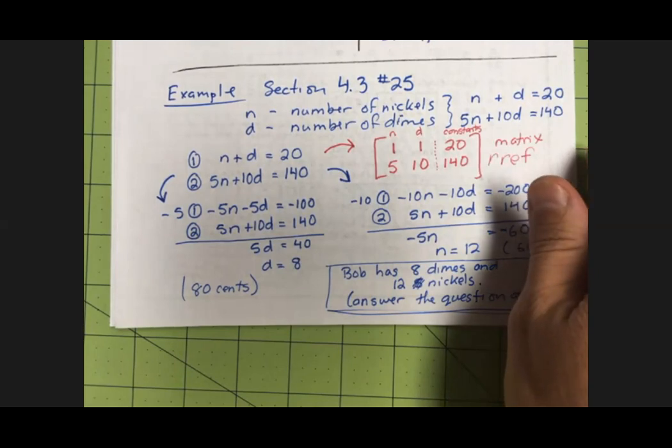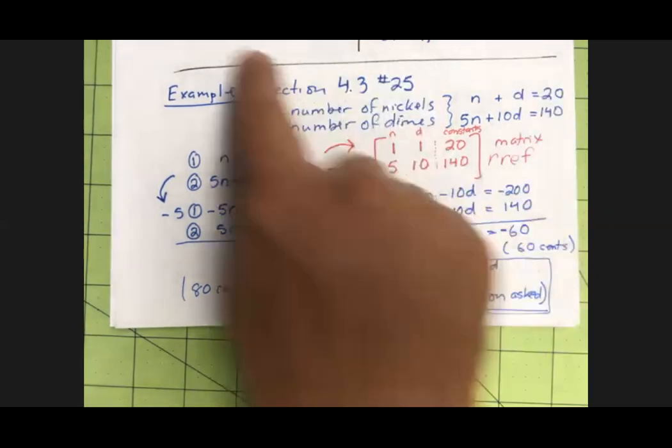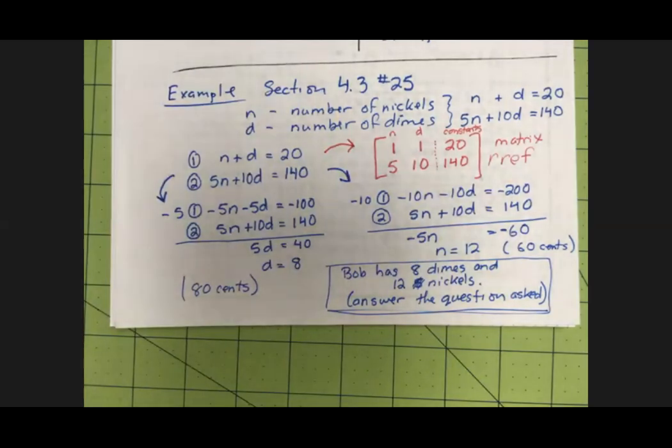Now let's try a harder one. Instead of 2 by 2, let's do 3 by 3. Let me check this.